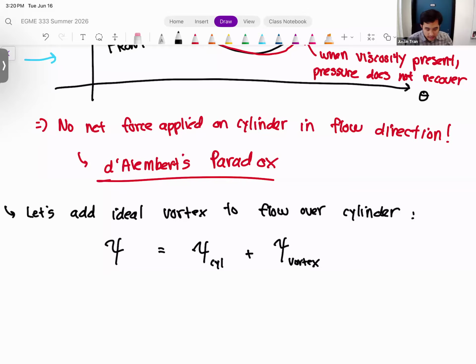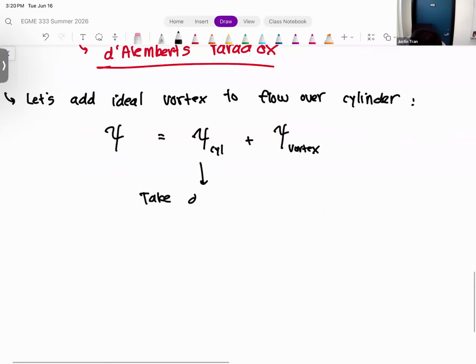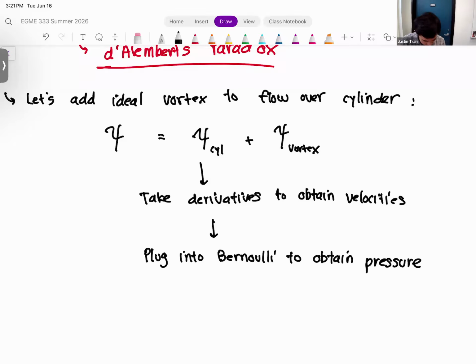And we can go through the exact same exercise, which I'm not going to just because of time, where we take derivatives to obtain the velocity field. And then once you obtain the velocity field, you can plug into Bernoulli's to obtain pressure. I'm not going to go through the whole mathematics just because I do want to get to dimensional analysis today. We do have to finish that just so we can do pipe flow tomorrow. But let me just explain to you qualitatively what happens.